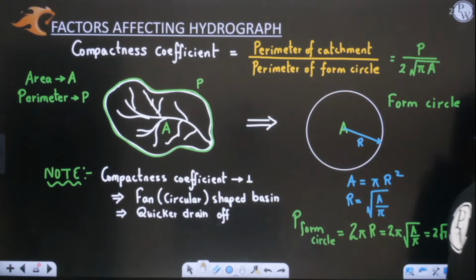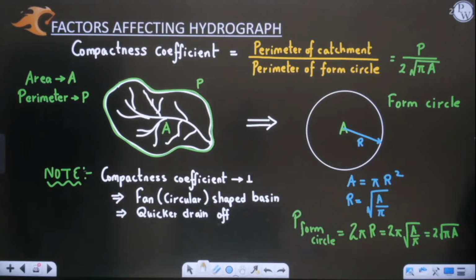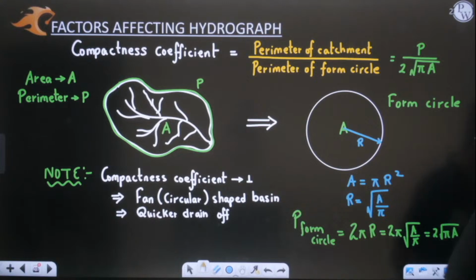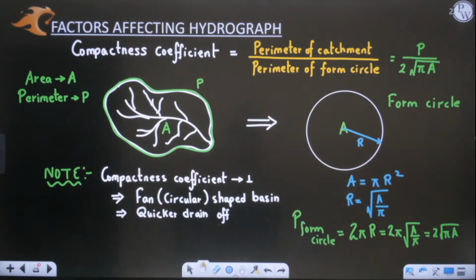This is your compactness coefficient. So I hope this is clear. I hope the form and shape of the basin is fully clear to you all. Now we'll discuss the size of basin.